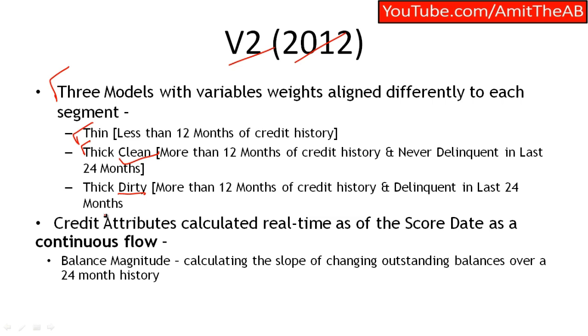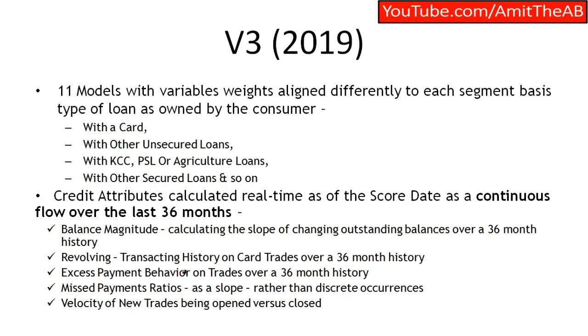The credit attributes in version 2 introduced a new concept, that is slope. Instead of a discrete occurrence, slope is considered, and 2 years of data, that is 24 months, was considered in version 2. First is balance magnitude, in which the credit balance outstanding, that is, the outstanding balance of all the loans combined availed by a person, is seen as a slope, how it is increasing or decreasing month on month across 24 months. That is version 2.